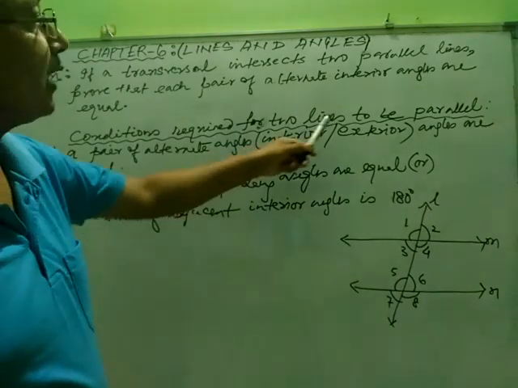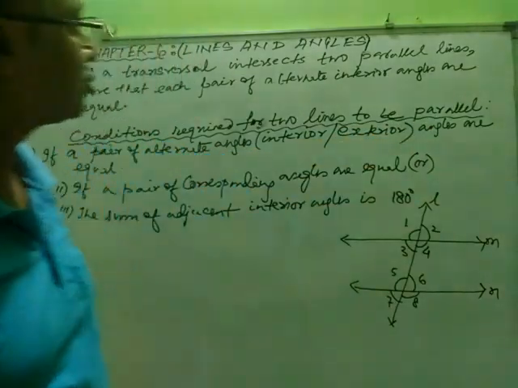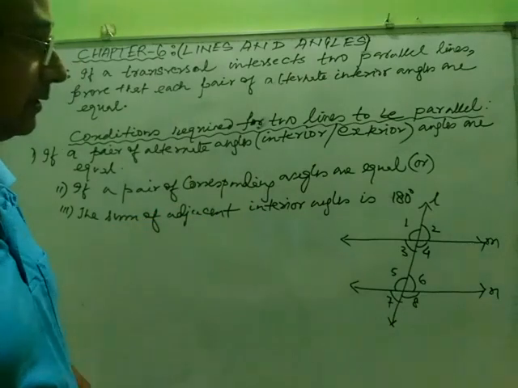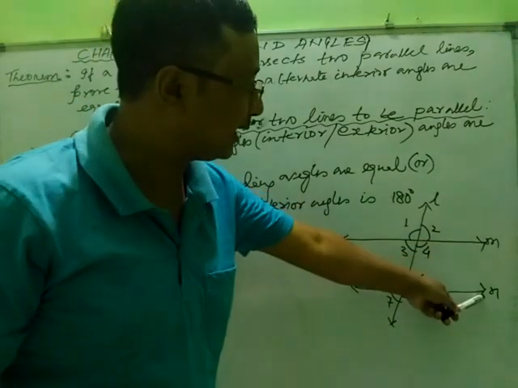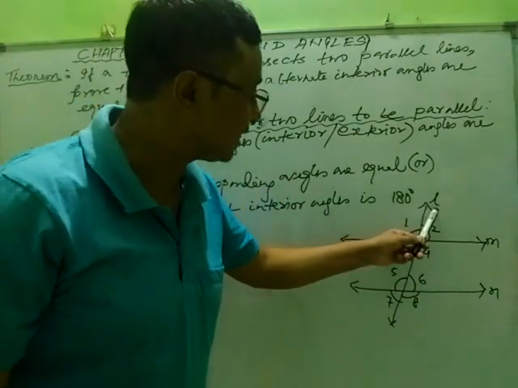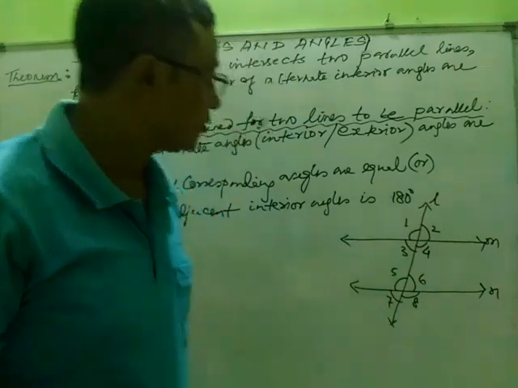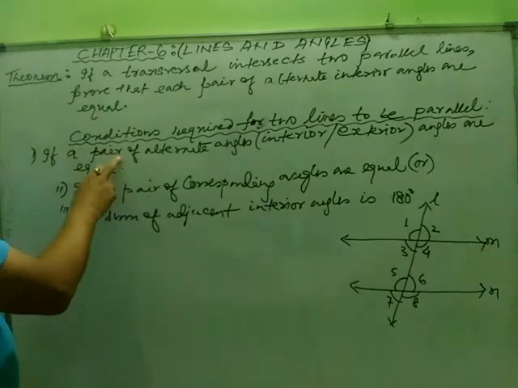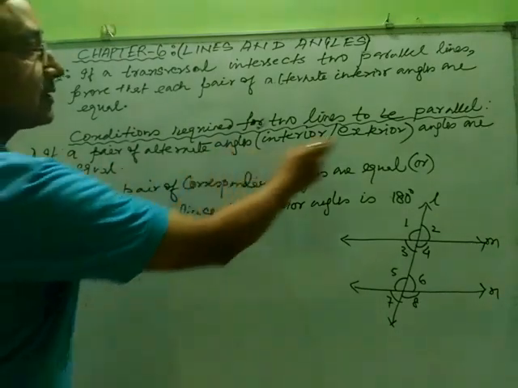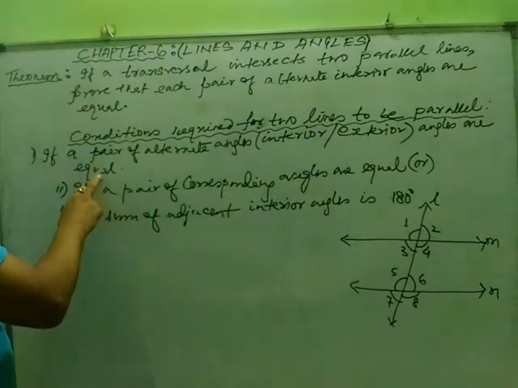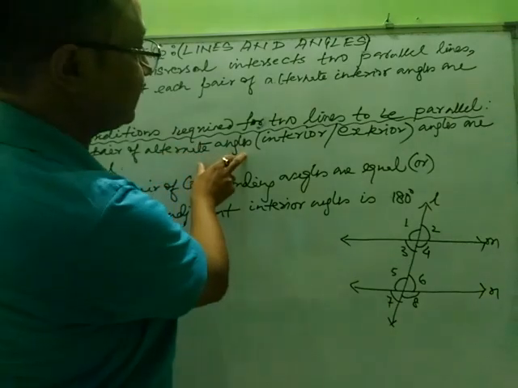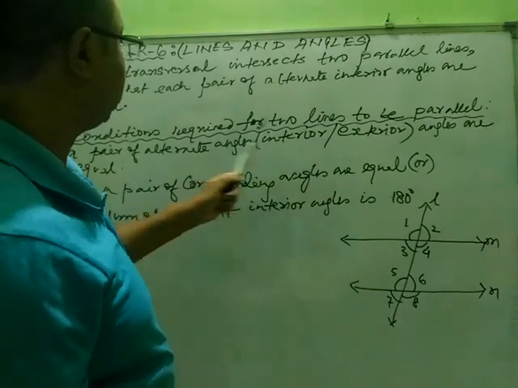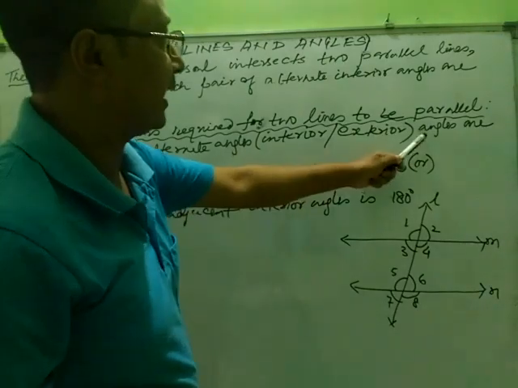Conditions required for two lines to be parallel. So, what are the conditions required for the two lines to be parallel? Say you take the lines m and n intersected by the transversal line L. So the conditions. One, if a pair of alternate angles are equal. Alternate angles means either interior or exterior. Let us take the pair of alternate interior angles.